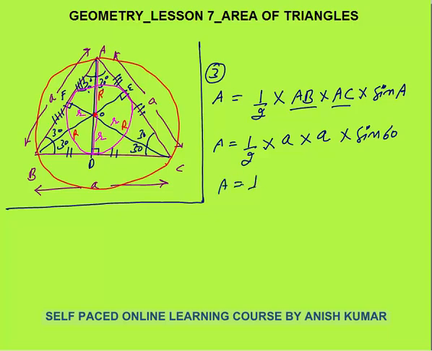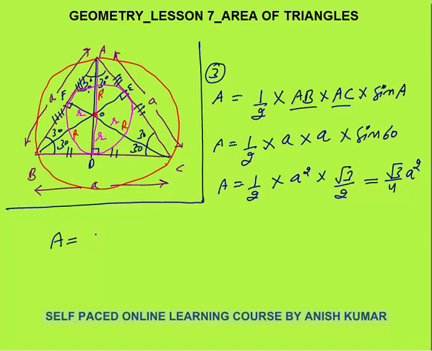Again you will get half into a square. Sine 60 is root 3 by 2. Again the answer is the same, root 3 by 4 a square. That is the area of an equilateral triangle. You can take the other two sides also. Any two sides you can take with an included angle.